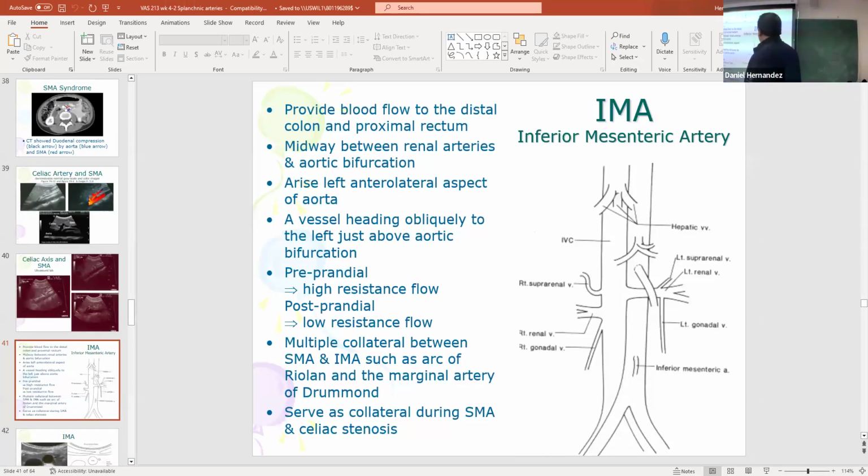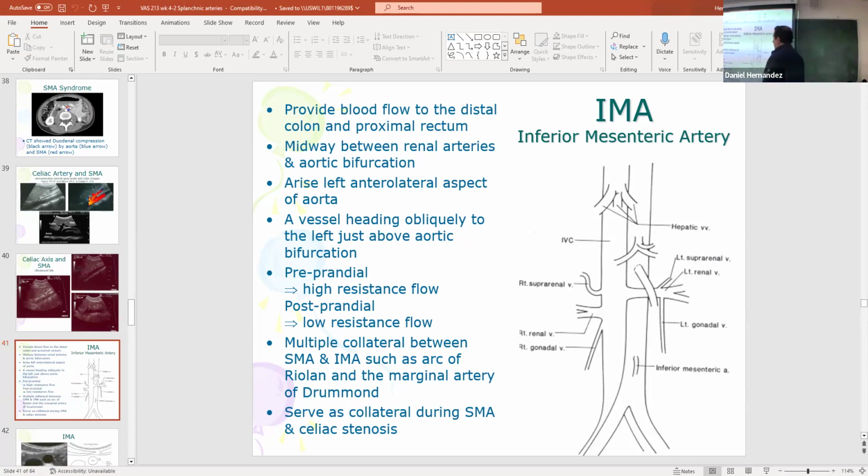Then the last vessel is our inferior mesenteric artery. So now this is providing blood flow to the distal colon and proximal rectum. So left side of the patient, that descending colon, the distal colon, proximal rectum. So midway between the renal arteries and that aortic bifurcation, this vessel also arises off the anterolateral aspect of the aorta. So it's a little more lateral to the left, but still off that anterior wall of the aorta.